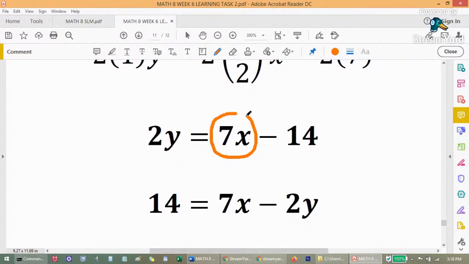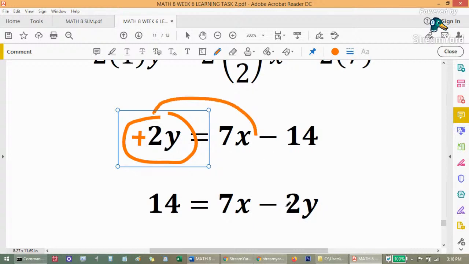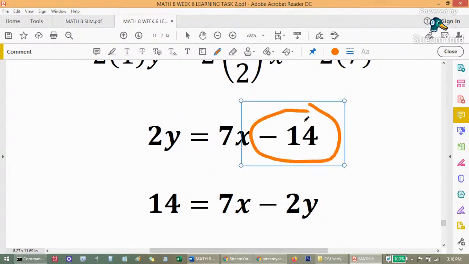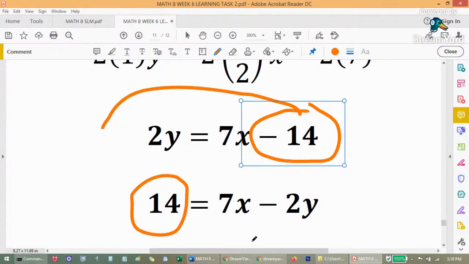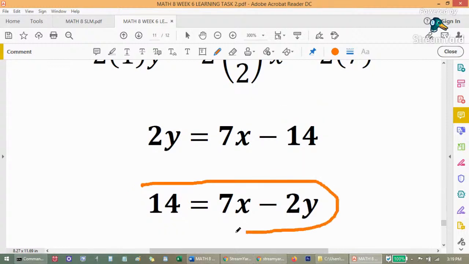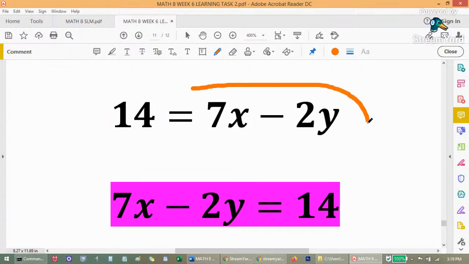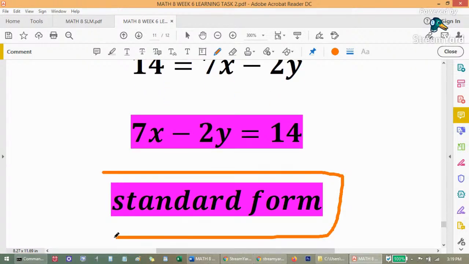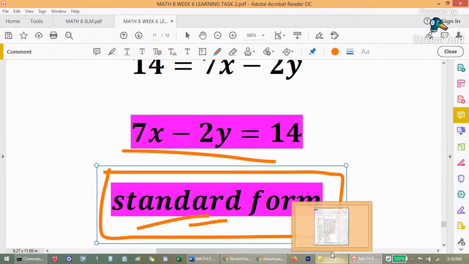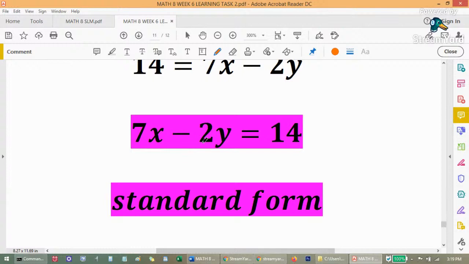Okay, because this 7x is positive, this positive 2y, we will move it to the other side and it becomes negative 2y. So the positive, when transposed to the other side, becomes negative. Then this negative 14, when we transpose it to the other side, becomes positive 14. Okay, so here we are. 14 is equal to 7x minus 2y. So therefore, 7x minus 2y is equal to 14. This is now the equation in standard form.